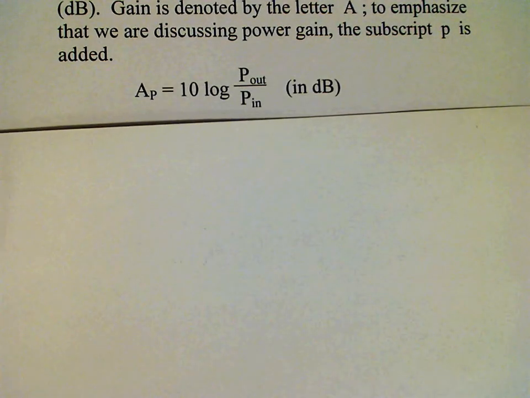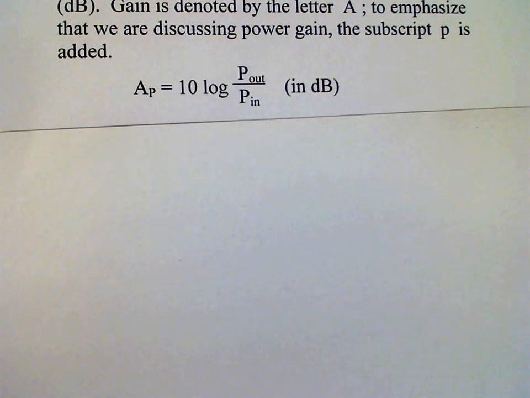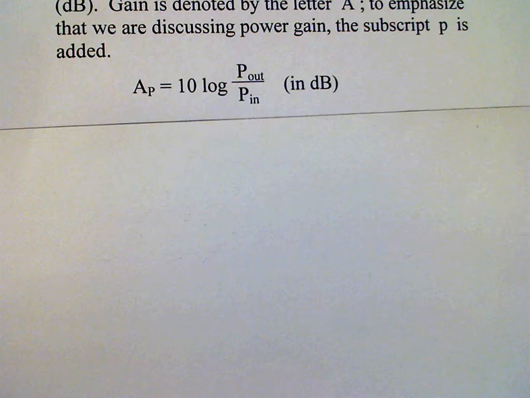Okay, so here's the formula. A_P equals 10 times the common log of P out divided by P in. And of course, P out and P in must be measured in the same units, either watts or milliwatts, whatever it is.